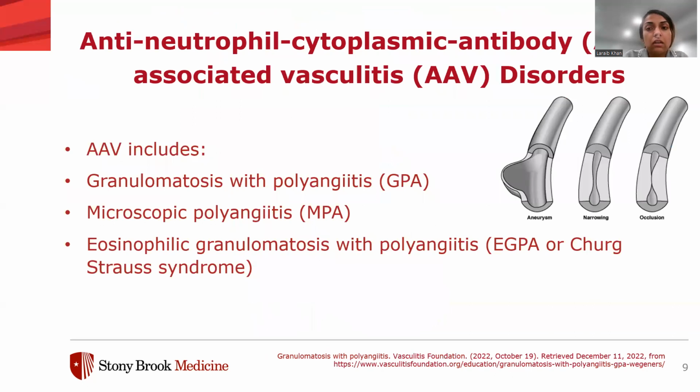So this is the AAV disorders that I was talking about earlier. So that's like the big umbrella term. And then GPA falls underneath it, but so does microscopic polyangiitis. And then eosinophilic granulomatosis with polyangiitis, also known as EGPA or Churg-Strauss syndrome. So all of these fall under the vasculitis disorders.